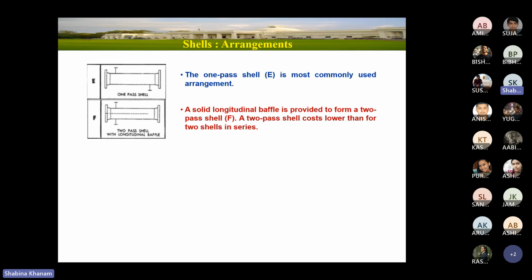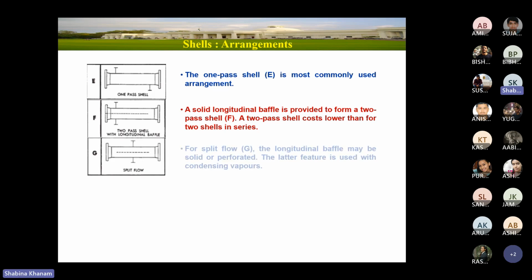Okay, so a two pass shell costs lower than two shells in series. You can have the two pass, E type of shells. Otherwise we can have this type F shell. Next I'm having G.